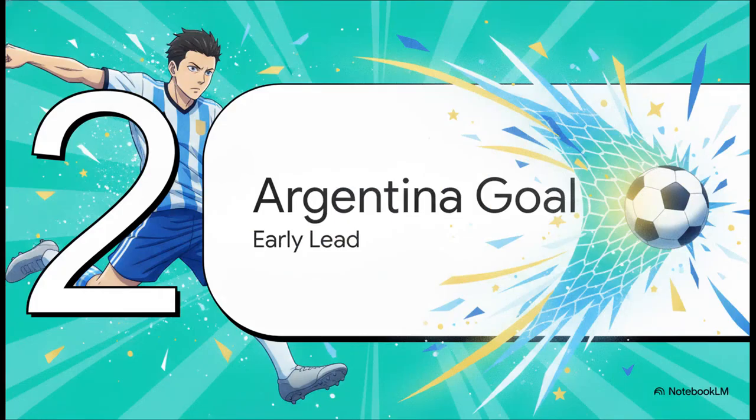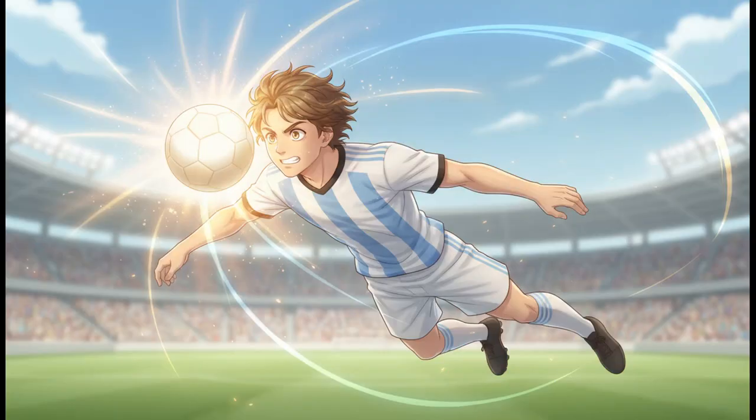Moving on to Section 2, Argentina's first goal. So, according to AP News, the breakthrough happened in the absolute blink of an eye. Literally just 10 minutes into the match, we get this moment of pure tactical execution. Lionel Messi steps up and delivers a perfectly placed corner kick right into the danger zone.